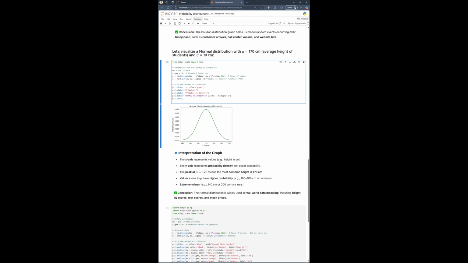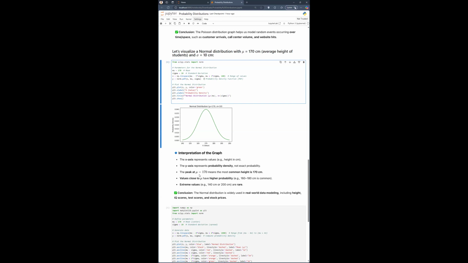So here the x-axis represents the height in centimeters, because we have created the range using the mu and the sigma that we had. The y-axis represents the probability density, not exact probability. Peak at mu equal to 170, as I said, it'll be symmetric around the mean. The most common height is 170 centimeters, because this is our mode as well.